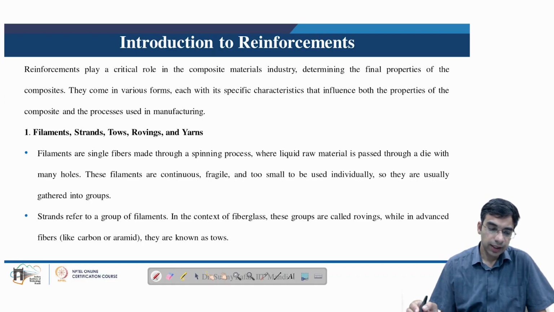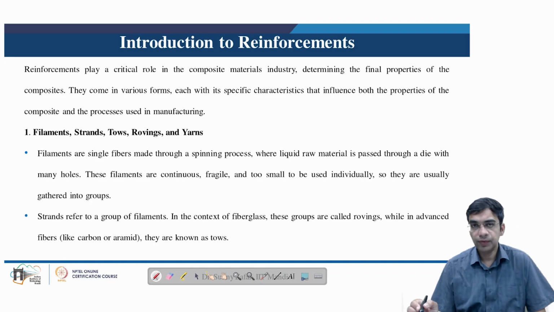So generally in making the filaments, it is melting which takes place, and this die with many holes, also known as the spinneret, is utilized to develop the filament as the melt cools down. These filaments can be continuous, they are fragile, they are too small to be used individually. So usually they are gathered into groups. So in almost no engineering application, like a wind turbine blade, is the filament used individually, but rather a group of filaments grouped together.